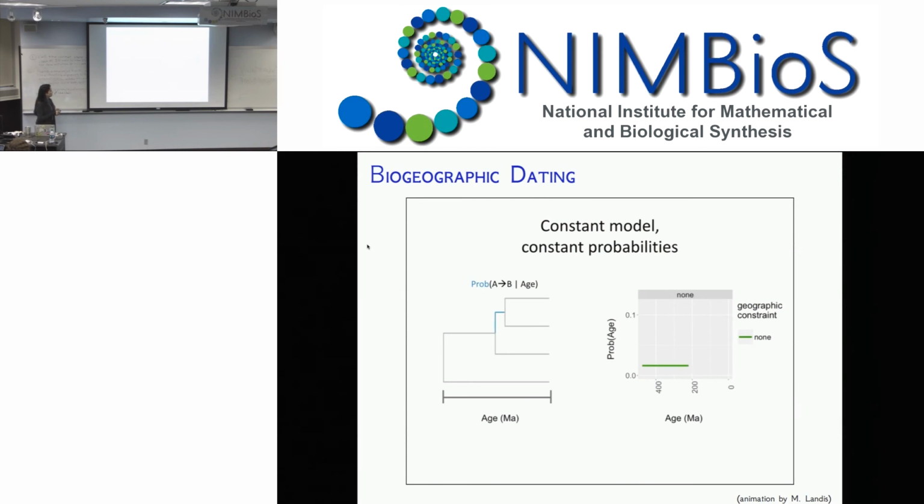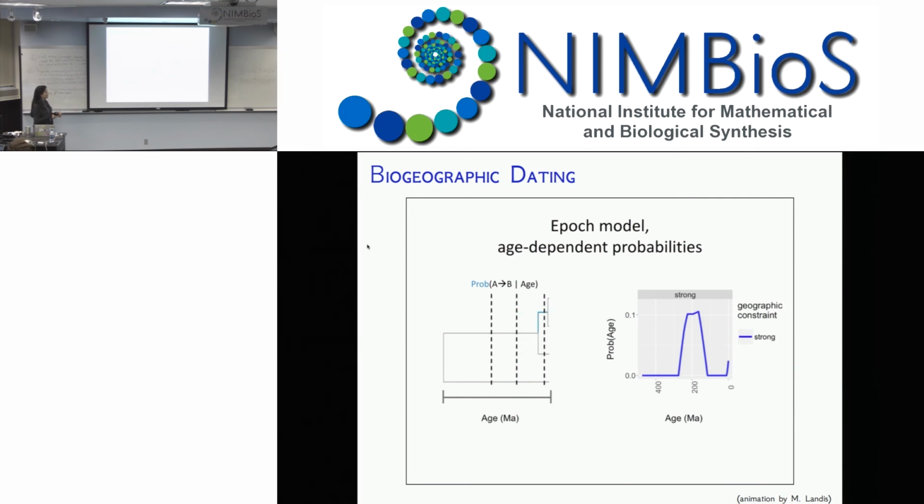So if we think about this in this constant model, if we have only a single epoch where you have constant area ranges and dispersal probabilities, then we can think, oh, we can move our nodes to any point in this tree and they all have basically equal probability. But if we overlay these epochs where now we have maybe some higher connectivity for dispersal, then we can think about how our model might be able to understand how the probability of a node being at a certain time might change over those epochs.